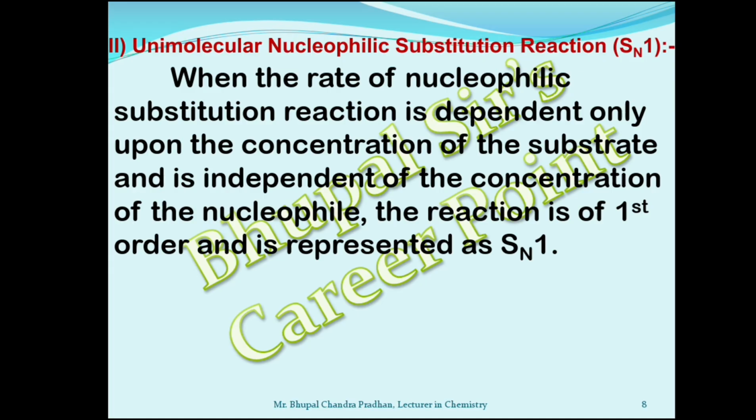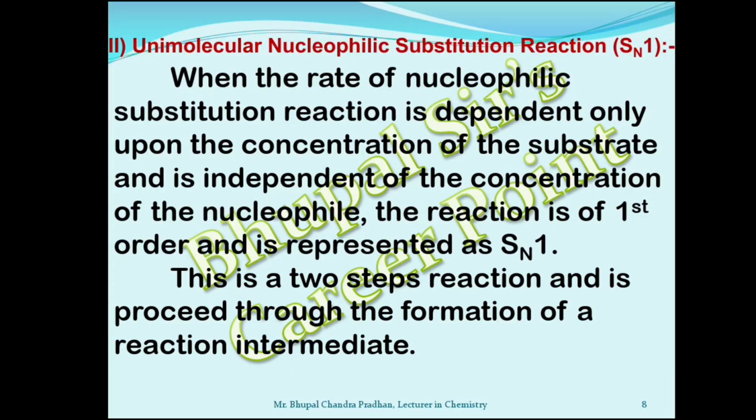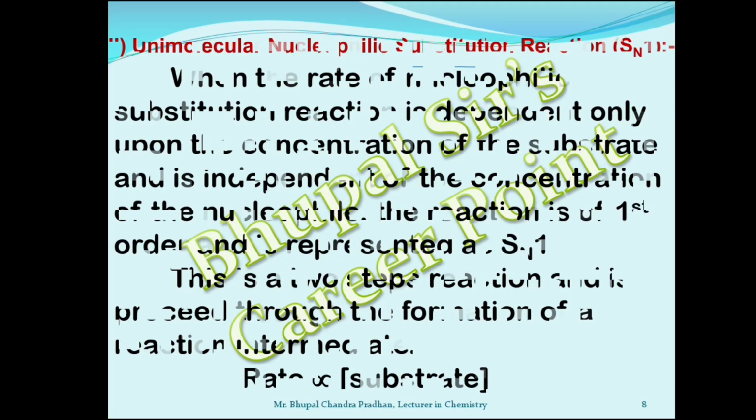Now let us come to the unimolecular nucleophilic substitution reaction, that is the SN1 reaction. What do we mean by an SN1 reaction? When the rate of a nucleophilic substitution reaction is dependent only upon the concentration of the substrate and is independent of the concentration of the nucleophile, the reaction is of first order and is represented as SN1. This is a two-step reaction and proceeds through the formation of a reaction intermediate, that is a carbocation. Here the rate is directly proportional to the concentration of substrate.